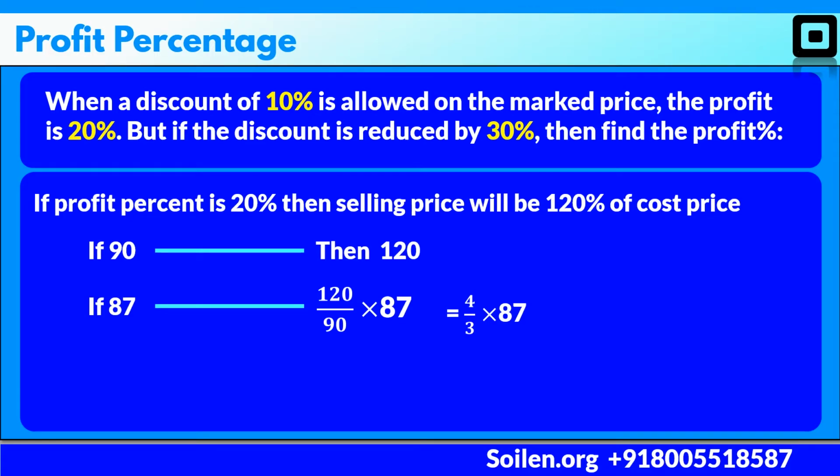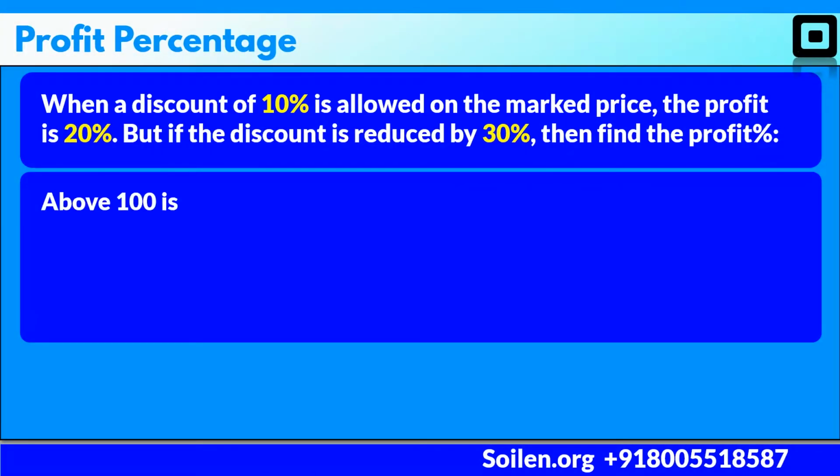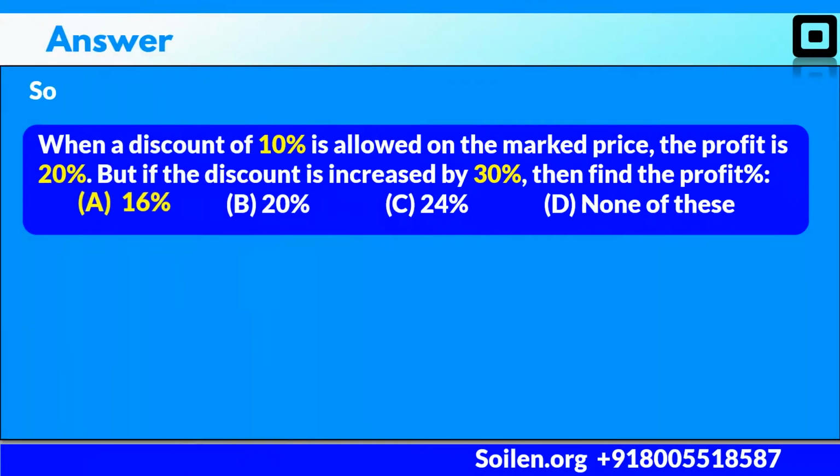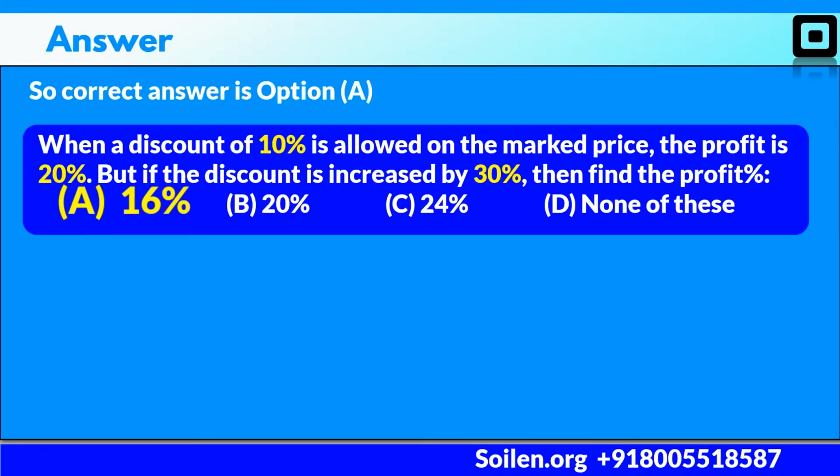Then, finally, 29 times 4 equals 116. Above 100 is profit, so profit percent is 16%. So correct answer is option A.